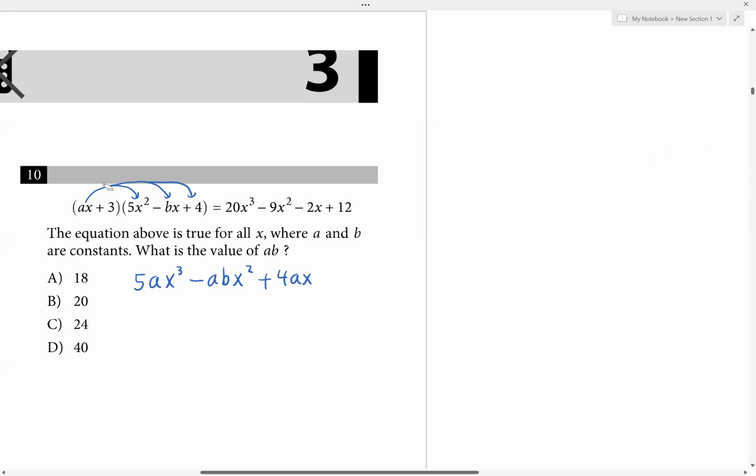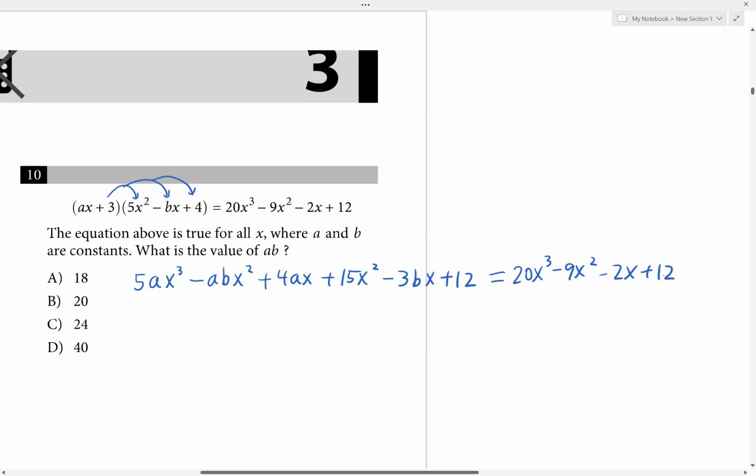And then we also have to distribute the 3 to each term. So we get plus 15x squared minus 3bx plus 12. And we know this is supposed to equal all that, which is 20x cubed minus 9x squared minus 2x plus 12.